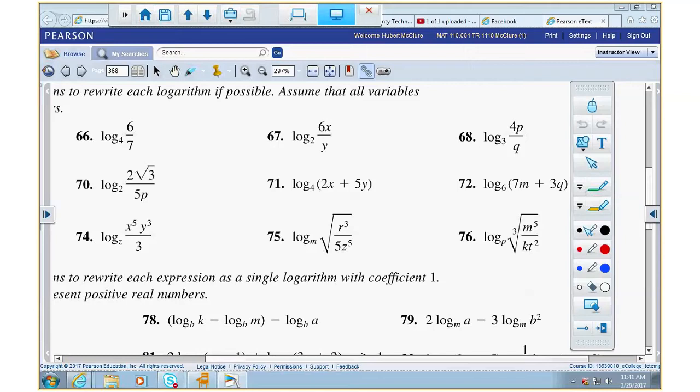Everybody, you could have 2 possible answers. If you use the change-of-base formula, you'd have a different answer. Since it's log base 2 and 3, you could write the answer in the form of the change-of-base formula. I would take either answer.